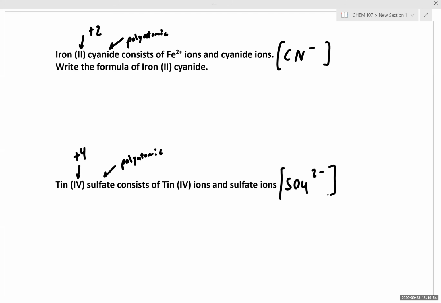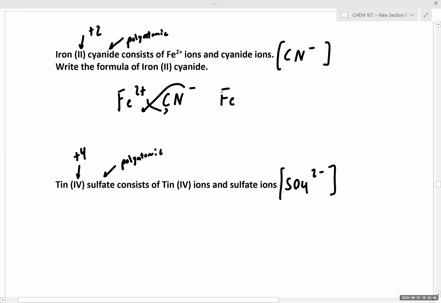Okay, so let's discuss. For iron 2 cyanide, we have Fe2+ and cyanide, which is CN-. We cross our charges, and that gives us Fe(CN)2. Any questions on this first example?